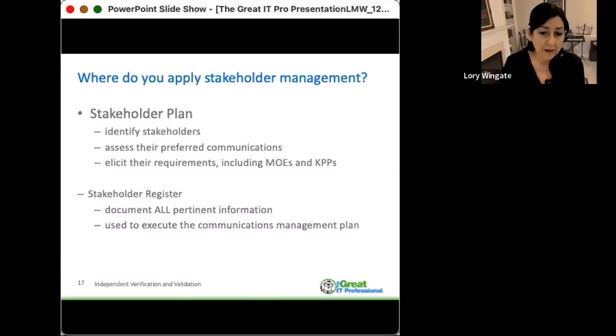So your stakeholder plan and stakeholder register are pertinent information where you're going to collect information on your customer. We're going to document the preferred communications. We're going to determine what their perspective is on the scope of the project, what we're actually doing. And we're going to really dig down and see if their requirements are vague or high level, or how far down you can actually tease that out.